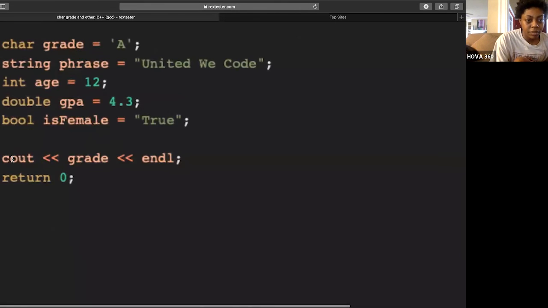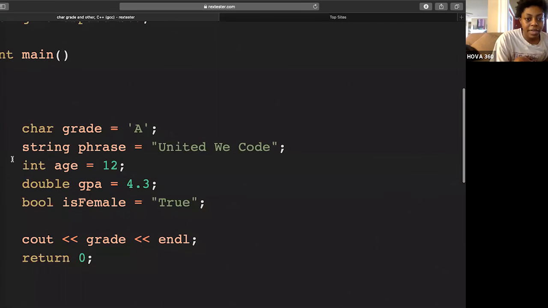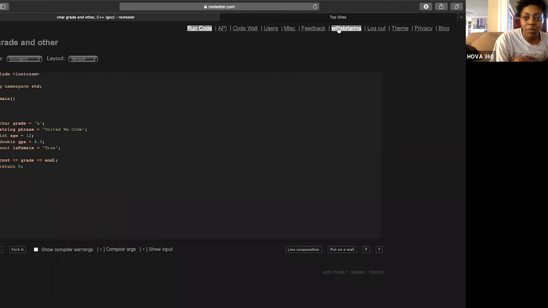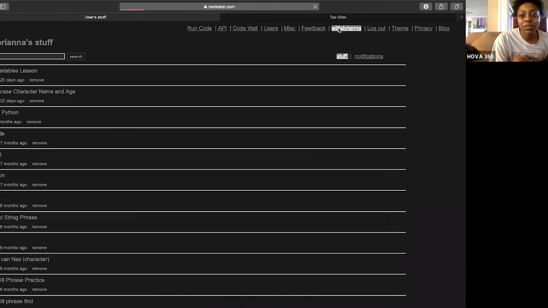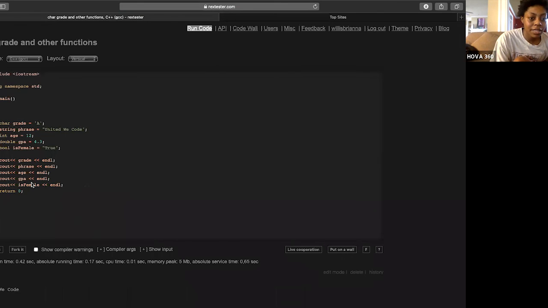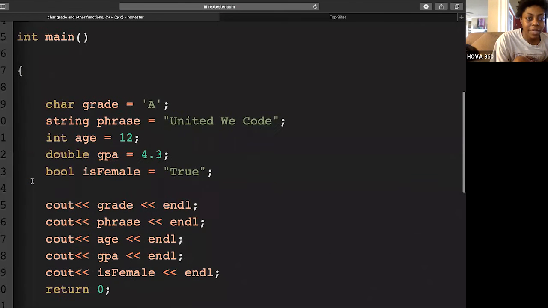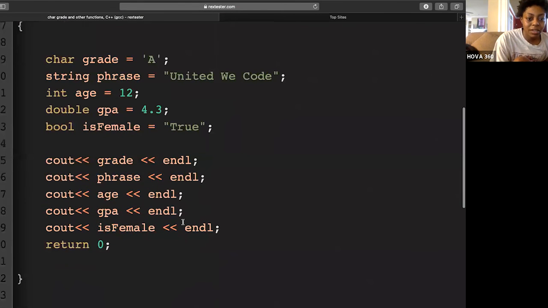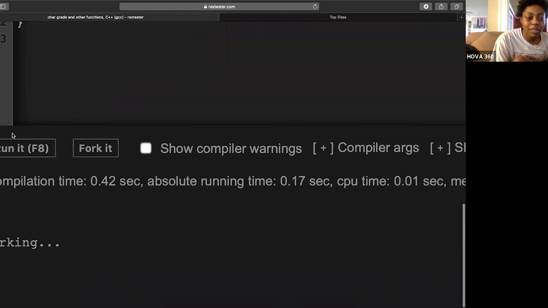Here are data types, just to show that. So char grade again is a 1-byte character, int, and doubles, which are decimals, and bool is female or is male. And with booleans, you can only do true or false. And then here, I think, yeah, you can actually see where it's ran out. So we put it in our code like this and ran this. So we practiced this as well.